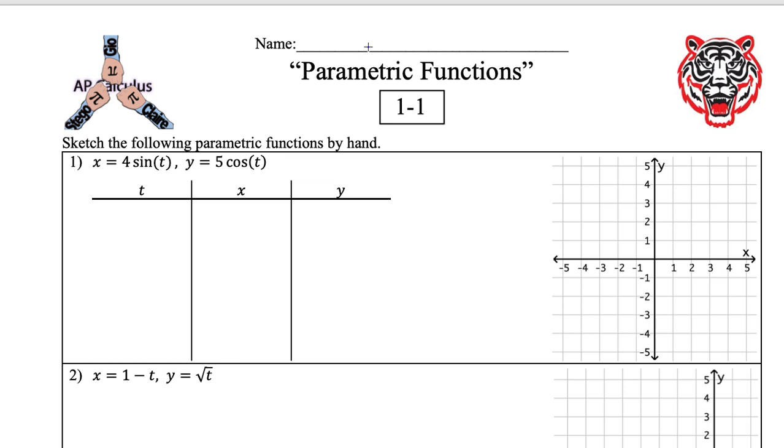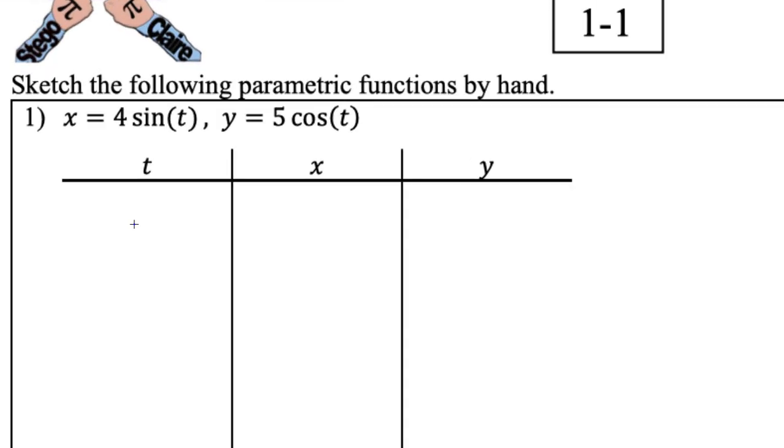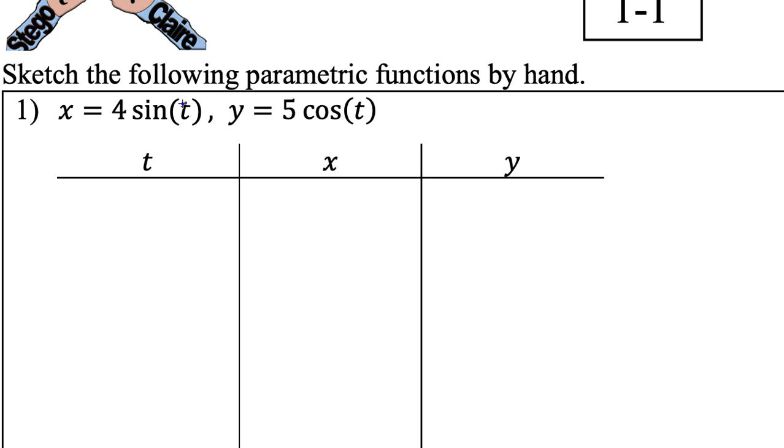All right, this is AP Calculus BC. We're talking about parametric functions today. This is the worksheet solutions. All right, so we have to sketch this thing by hand, 4 sine of t, 5 cosine of t.